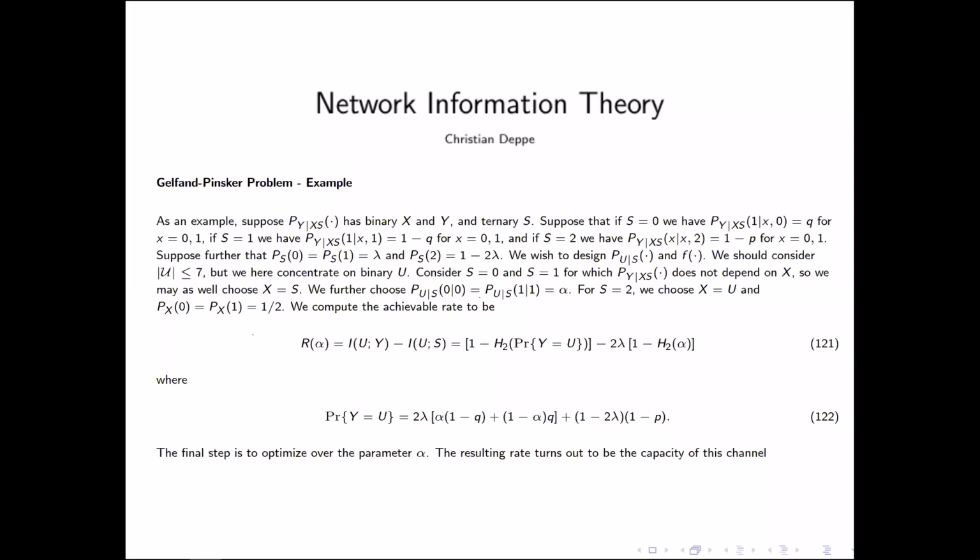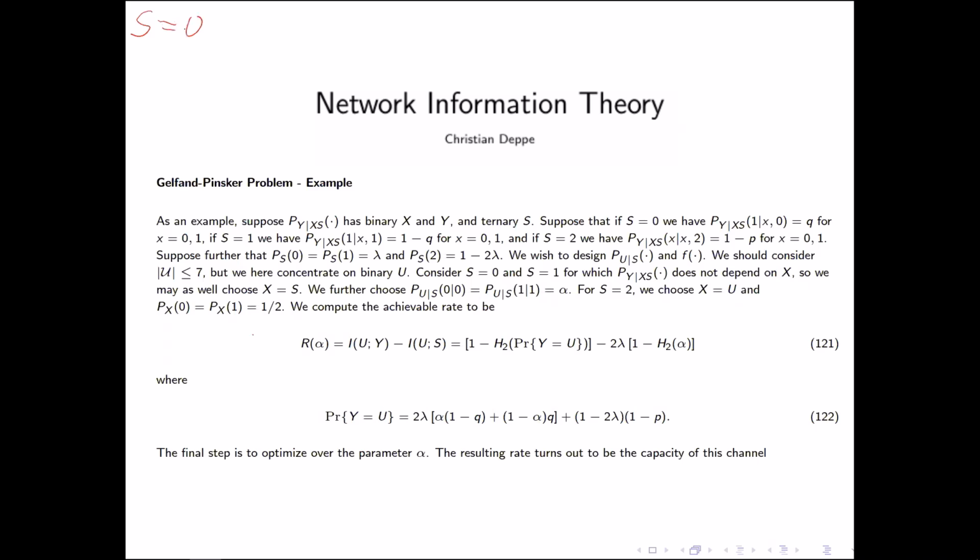Now we want to look at an example. We look at an example where we have a binary x and a binary y, and we have three states: 0, 1, and 2. First, look at the channel if s is equal 0. I wrote it here, that's perhaps better.